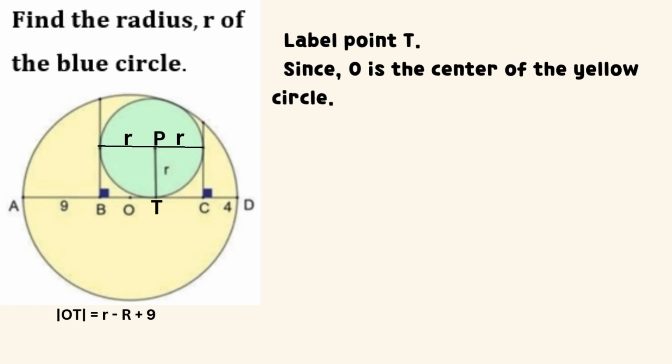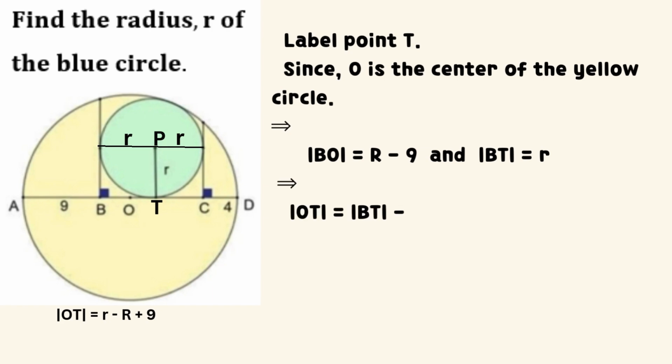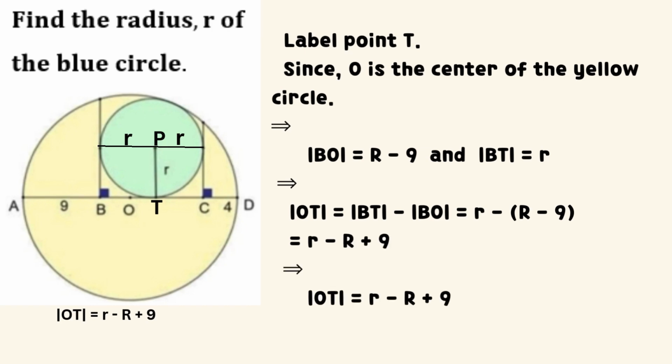Label point T. Since O is the center of the yellow circle, it implies that line BO equals r minus 9 and line BT equals small r, which is the radius of the inscribed circle. It follows that line OT equals small r minus bigger r plus 9, after simplification of substituted values.